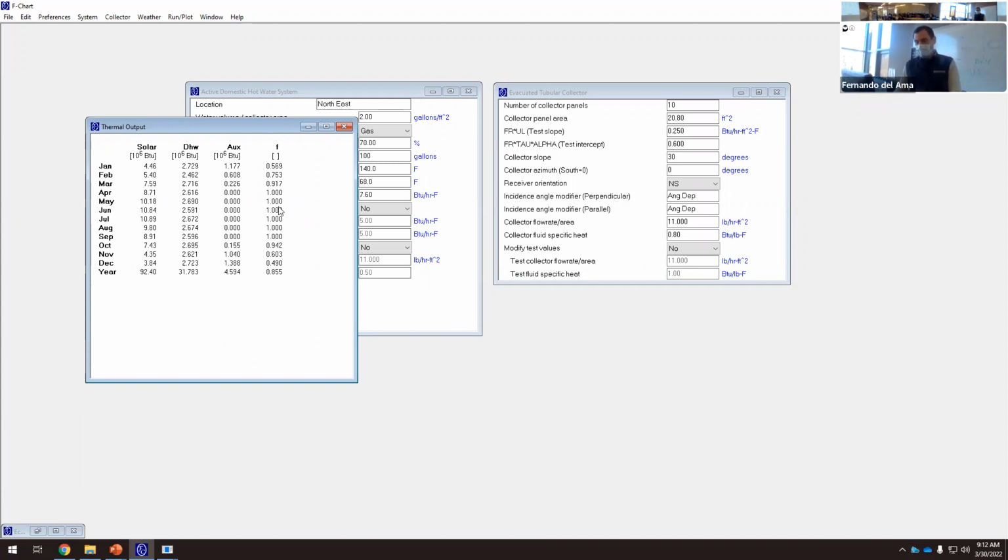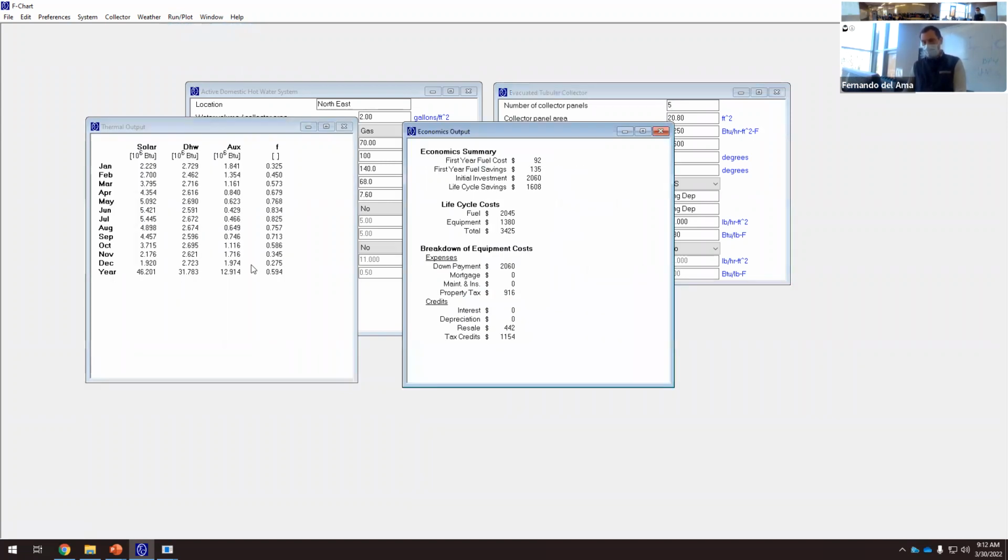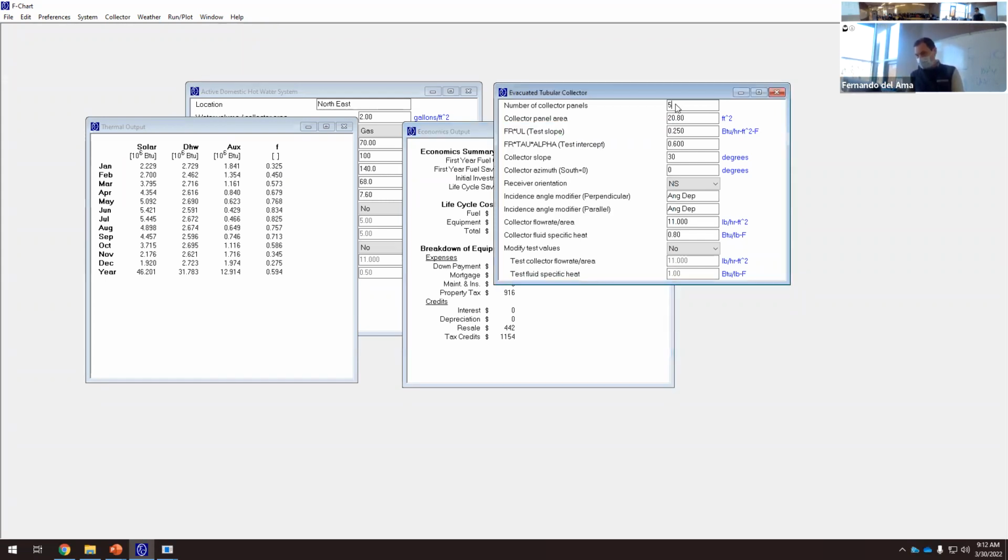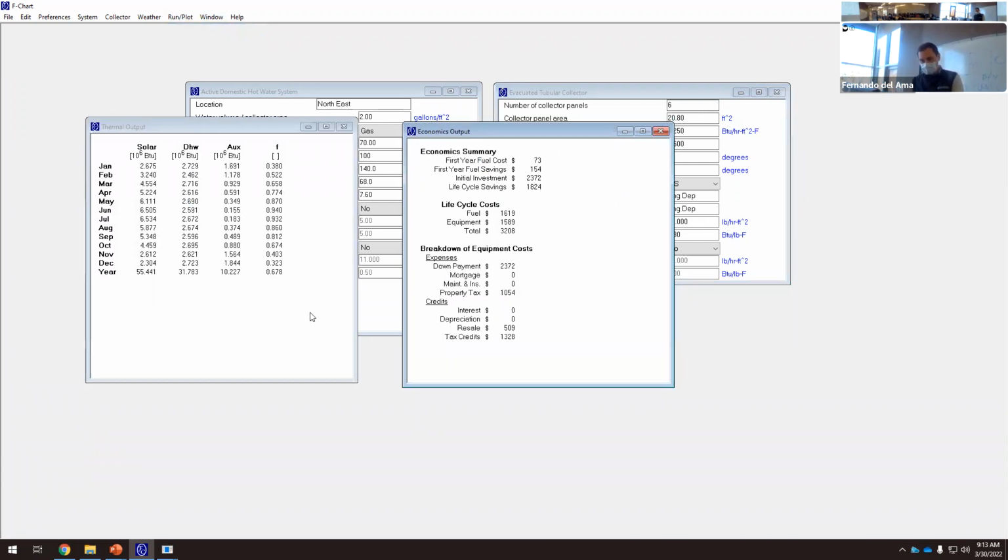So what can we do? We can reduce the number of collectors. Let's start with 5 and then run again and calculate. Okay, so now we are getting there. The yearly value is 0.59. It's almost 0.6, and here we don't have any value of 1. So I think we can afford another collector. 6. Calculate. Okay, so now we are above 0.6, and these values are 0.9, 0.9. So we don't have risk of overheating the system.